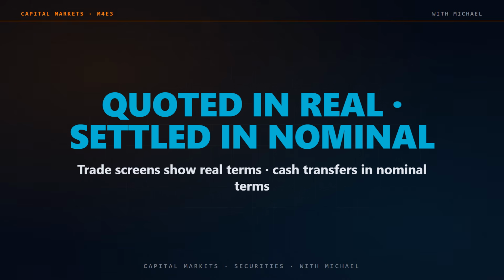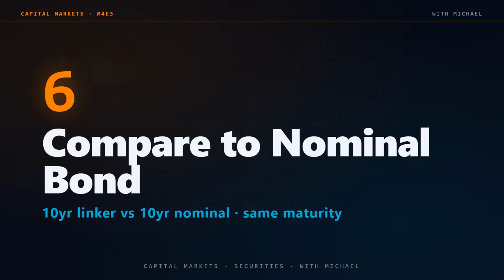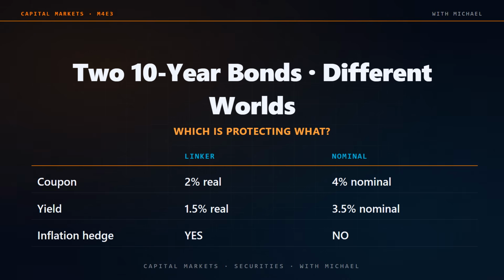Section 6. Comparing linker price to nominal bond price. Let us compare our linker to a conventional 10-year bond with a 4% nominal coupon and a market nominal yield of 3.5%. The conventional bond, discounting nominal cash flows of $40 per year and $1,000 at maturity, at 3.5%, gives a price of about 104.21%. The linker, in real terms, gave us 104.497%. The two are roughly equal in this scenario, but they will diverge as inflation expectations move.